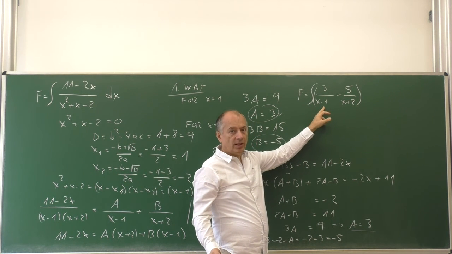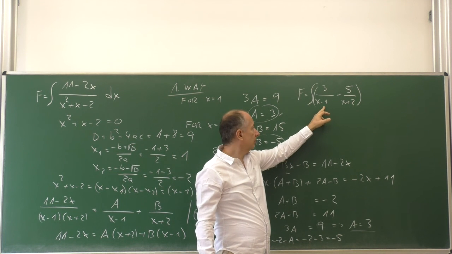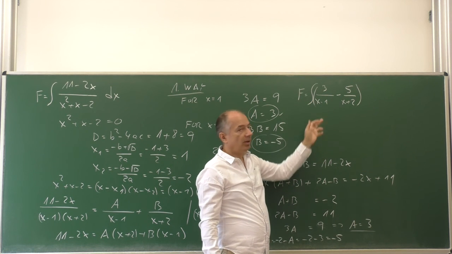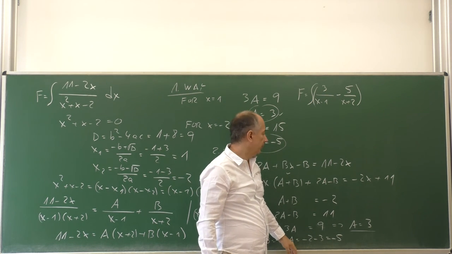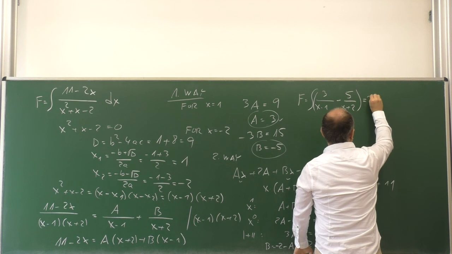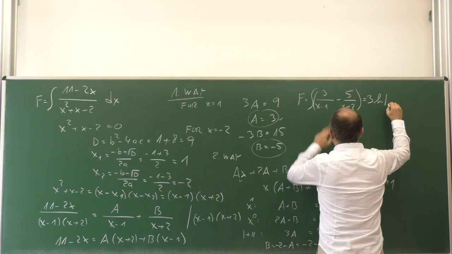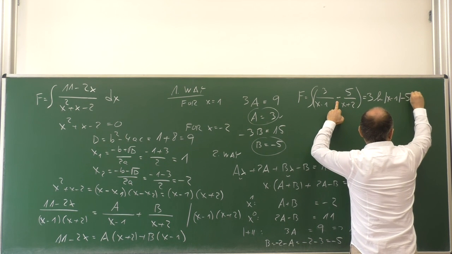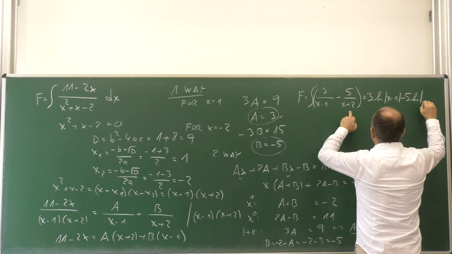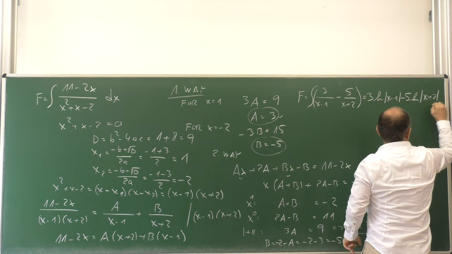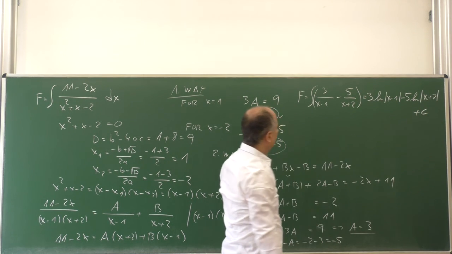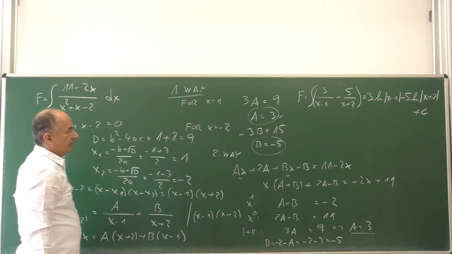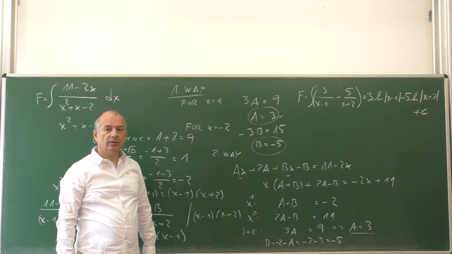The integral of 1 over x is logarithm of the absolute value of x. If we shift by 1, then instead of x we have x minus 1. And if we multiply by 3, the result is multiplied by 3. So the result is 3 times logarithm absolute value x minus 1 minus 5 logarithm absolute value x plus 2 plus c. And this is the antiderivative. This is the integral of this function using partial fraction decomposition.